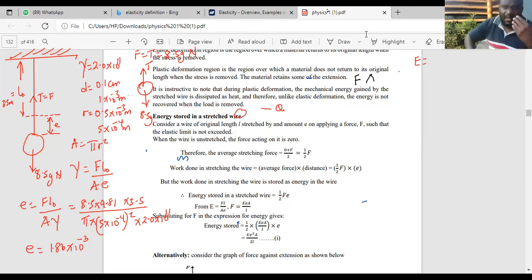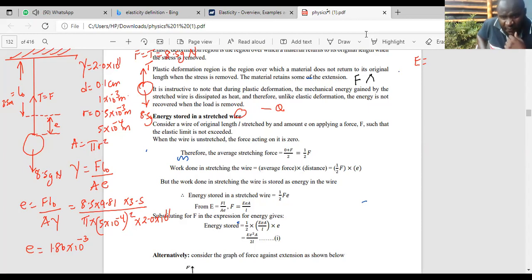They may say derive energy using the graphical method I showed you. Derive energy using work done to move a body or a material through a small distance x. Then they're asking you to use integration. They say find or derive an expression for work done on an elastic material using the average force. Then here we go.